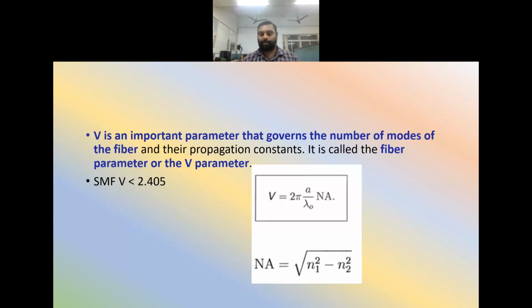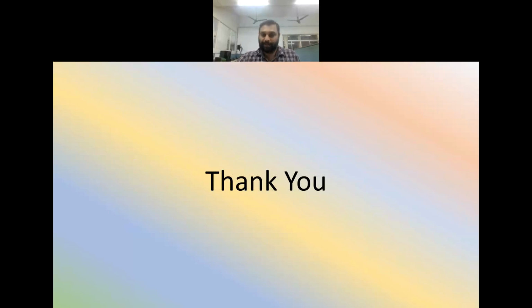We need to understand that if a fiber has to work as a single mode fiber for a given wavelength, then for that wavelength the V number should be less than 2.405. An optical fiber which works as single mode for a given wavelength may not work as single mode for another wavelength. Or a fiber which acts as single mode for a given wavelength will act as multi-mode for another wavelength. So we need to keep that in our mind. These are the things which we need to understand about ray optics. Thank you very much.